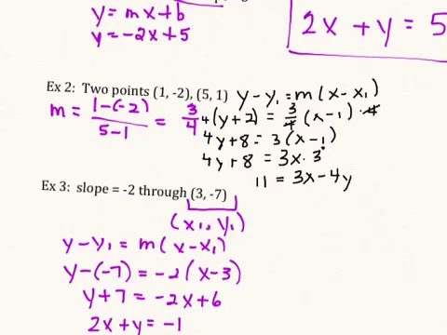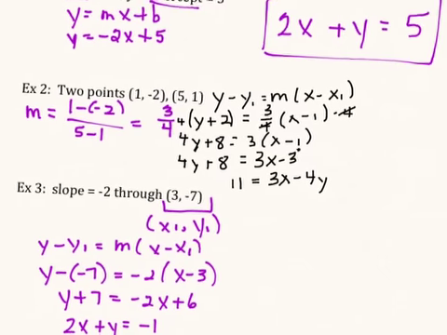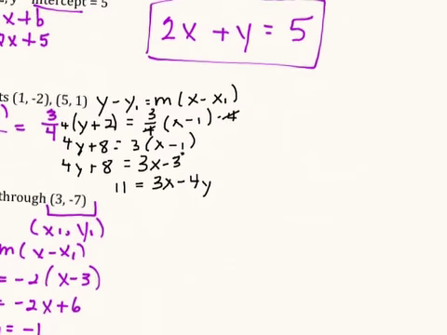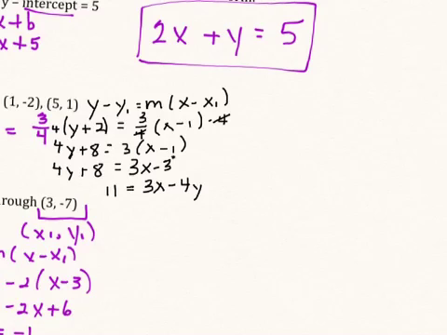Now, just to show you that we can do this, we are going to do it again, except with the other point. And just to show you, we get the same equation of the line. So I'm going to do y minus 1 this time. And I'm still going to keep my same slope. And then x minus 5.